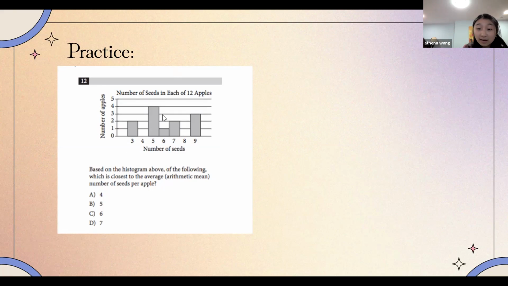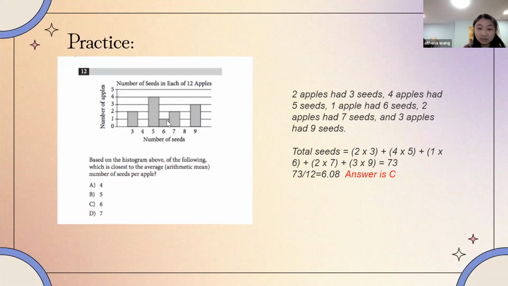And we have that the total number of seeds of the apples is just the areas of the rectangles all added together. So we have that the total number of seeds is 73. And then there are exactly 12 apples. Okay, it's right there in the title. So we just do 73 divided by 12, and it's closest to 6, so that would get us C.